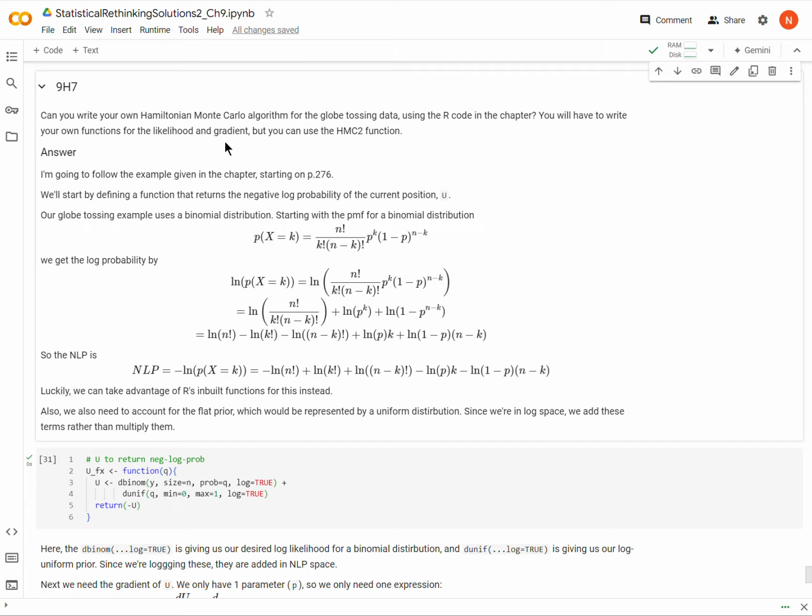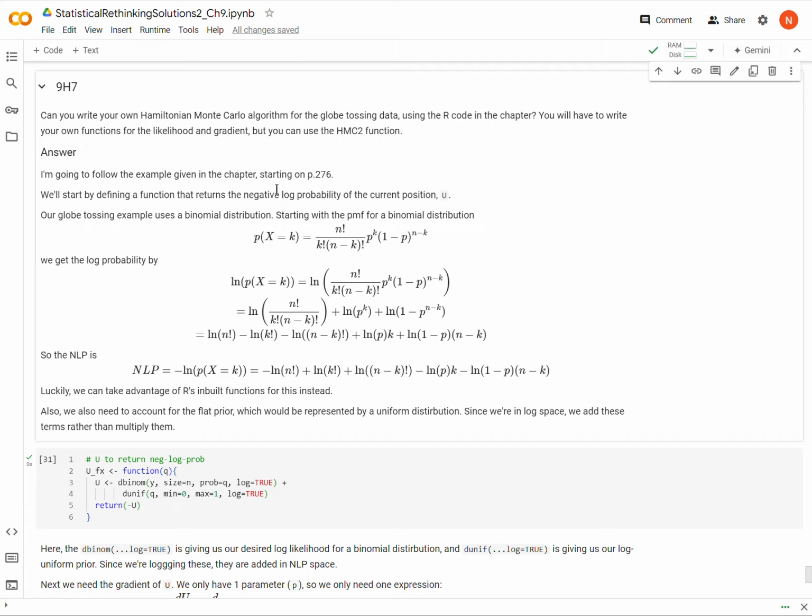So in this problem, we're going all the way back to early chapters, maybe 2 or 3, where we are looking at the globe tossing data. If you remember, the idea is that we have a globe amongst a bunch of people, and we're tossing it back and forth, and every time that we catch it, we look at where our index finger has landed, and if it's on water, we mark water, and if it lands on land, then we mark land.